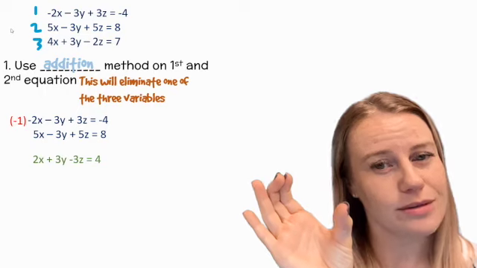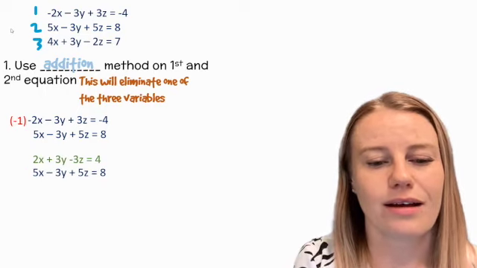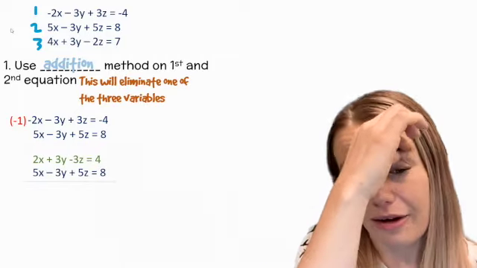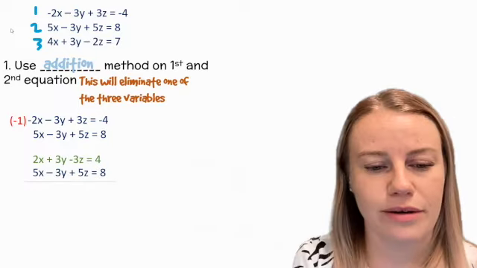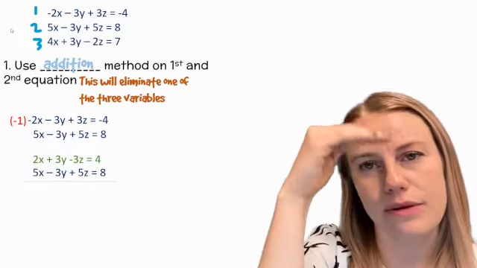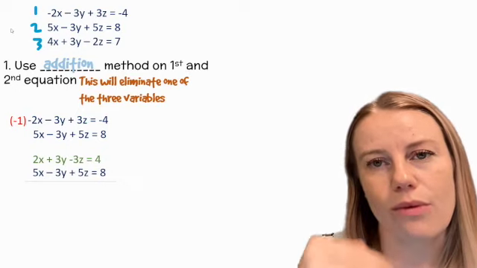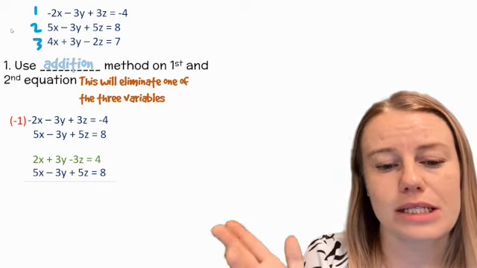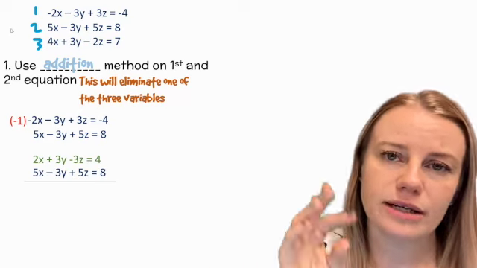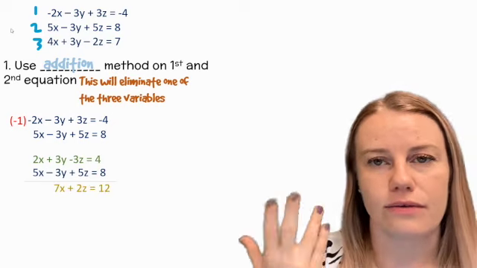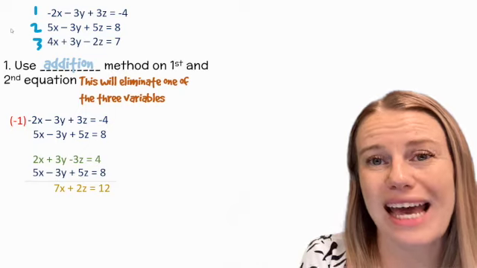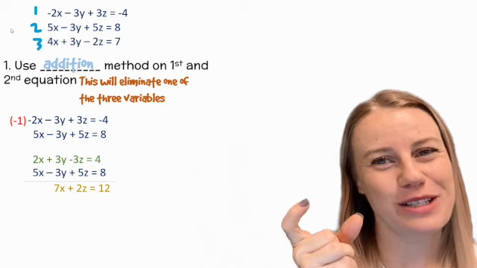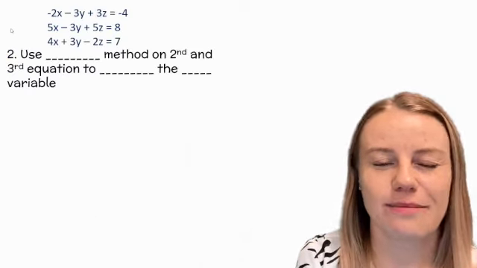Hold on to that equation because we're going to move on to step number 2. Oh, step number 2. We're still on step number 1, guys. We have to add them now. Add them so that we are left with two variables. We're not done. Okay, so 2x plus 5x equals 7x. 3y minus 3y, no y, gone. -3z plus 5z is 2z, equals 4 plus 8, which is 12. So now we have an equation with only 2 variables, and we know what to do with that in just a minute. This is the equation to hold on to. Let's move on to step number 2.